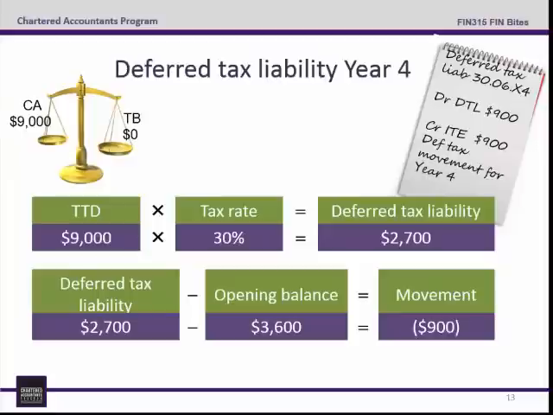The opening balance was $3,600 in the deferred tax liability account. Remember, that's what it was at the end of year 3. But now at the end of year 4, that liability is only $2,700. So we've got a $900 debit movement. So you can see there my journal entry has a debit to the DTL account of $900 and a credit to income tax expense. So that's the deferred tax movement for year 4. The debit goes to the DTL account because that temporary difference for the machine is starting to reverse.